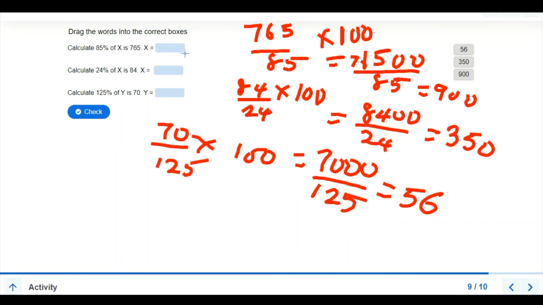So the first answer here is 900. That is, 85% of x is 765, and the answer is 900. 24% of x is 84, x is going to be 350. And for this one, 125% of y, our answer is going to be 56.